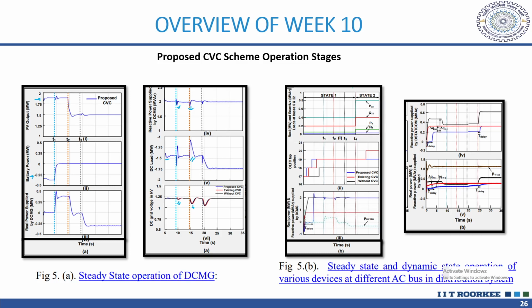Similarly, if you see for state 1 and state 2, your voltage is maintained here basically for the steady state and dynamic state. So if you see the number of OLTC switchings, for the proposed scheme it is switched once and twice, and for the rest of the period it is maintained constant. But in the existing CVC method, there was frequent switching of the OLTC. So it will deteriorate its health, we can say.